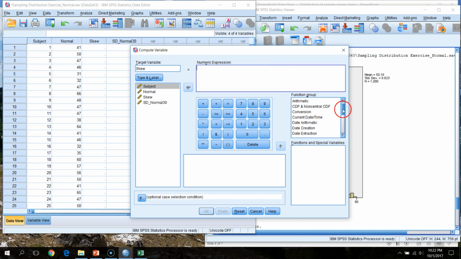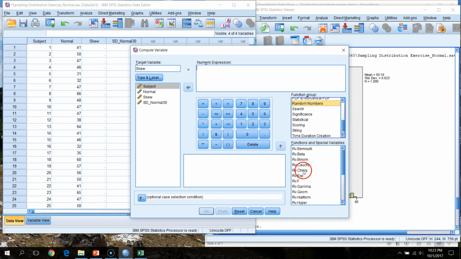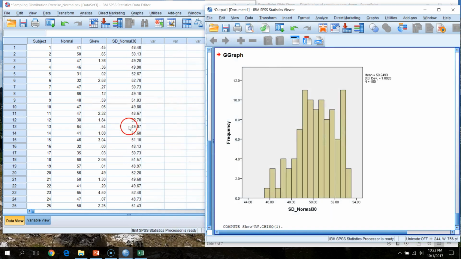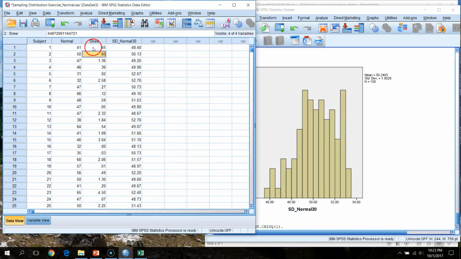And my skewed variable that I'm going to have SPSS generate for me, I'm going to have it generate a random set of scores that follow a chi-square distribution. Now, the chi-square distribution is skewed, particularly with only 1 degree of freedom. So this new skew variable is going to be a random set of values derived from a chi-square distribution with 1 degree of freedom. If I generate that, here's my new set of randomly generated variables.